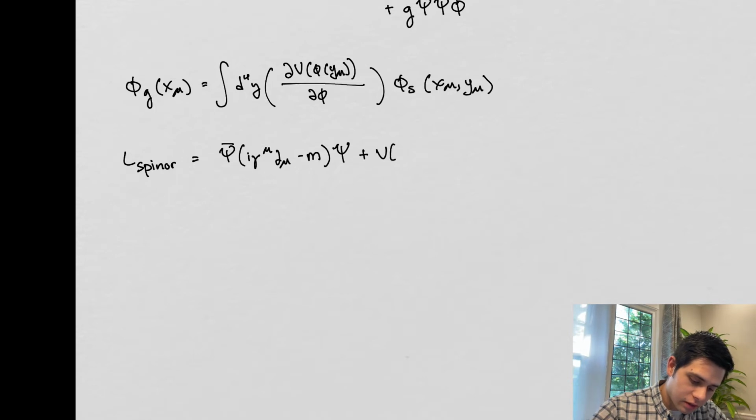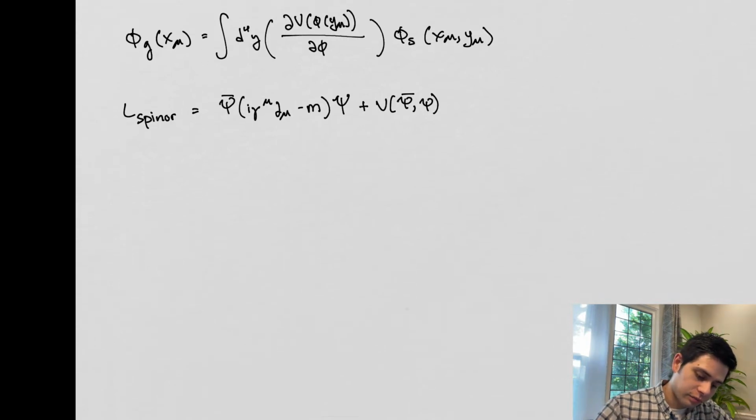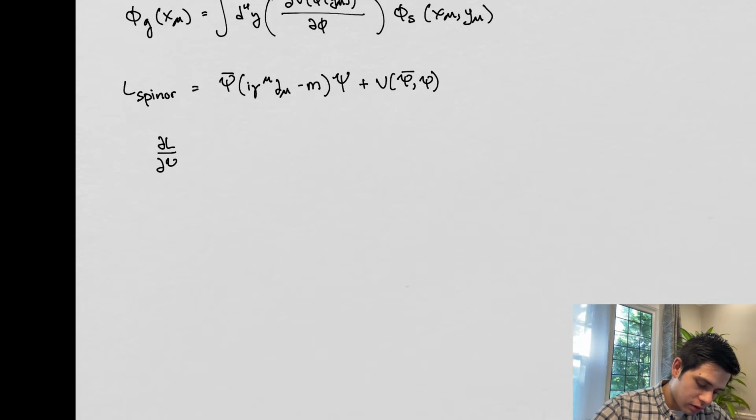Plus v, we're going to add this potential term here. It's a function of the spinor and its complex conjugate. So we can figure out what the potential is for this by writing out our Euler-Lagrange equations. So here's our Euler-Lagrange equations.